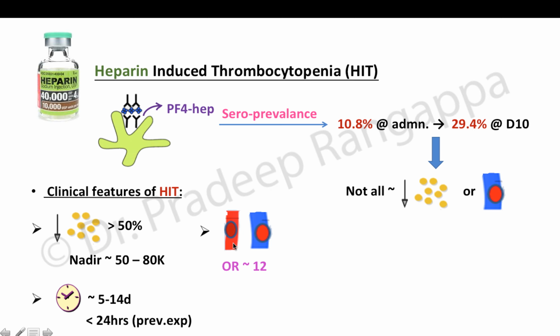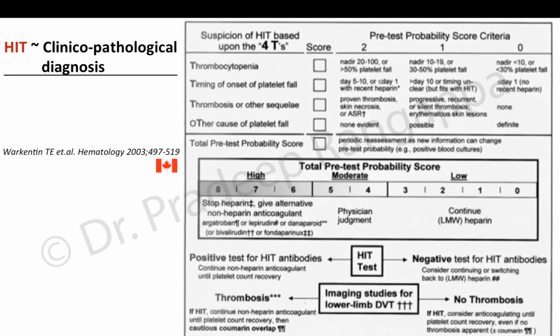Because although platelets are low in heparin-induced thrombocytopenia, there is a significantly increased risk of both arterial and venous thrombosis. So in treatment you would not give platelets, because giving platelets will worsen the risk of developing arterial or venous thrombosis. And as you see, the odds ratio is up to 12. So the risk of developing arterial and venous thrombosis is 12.